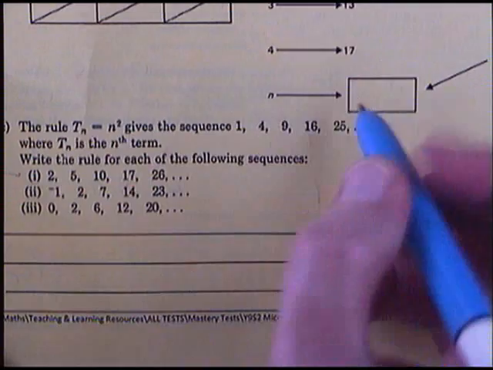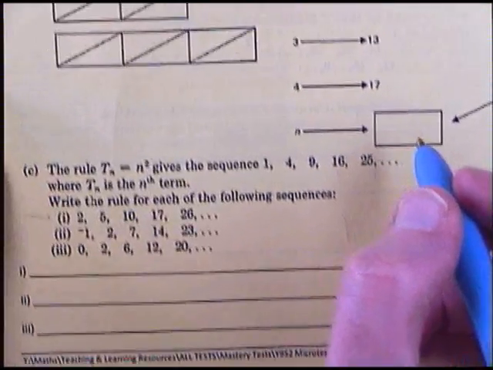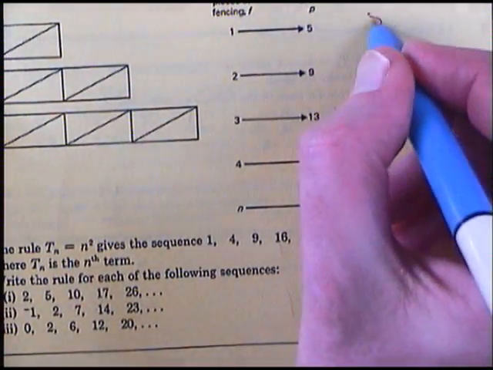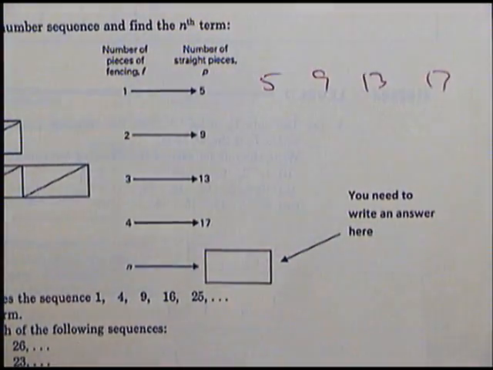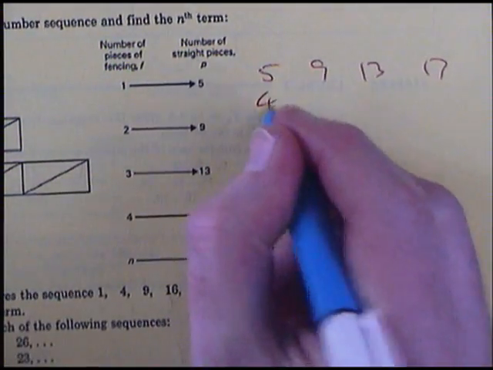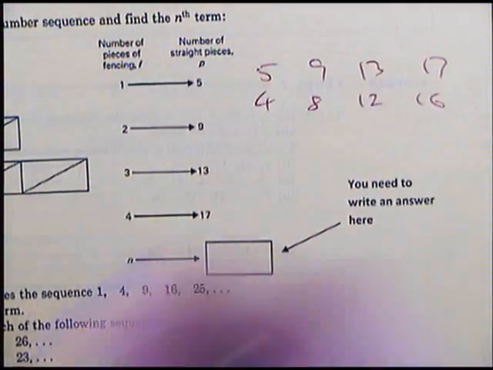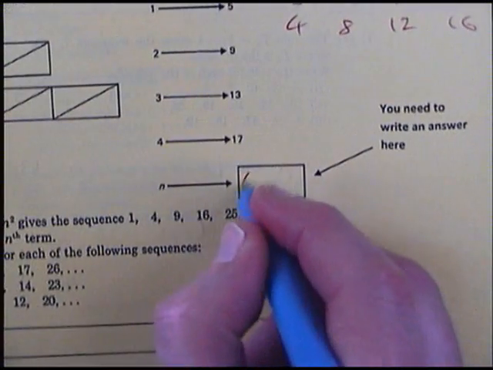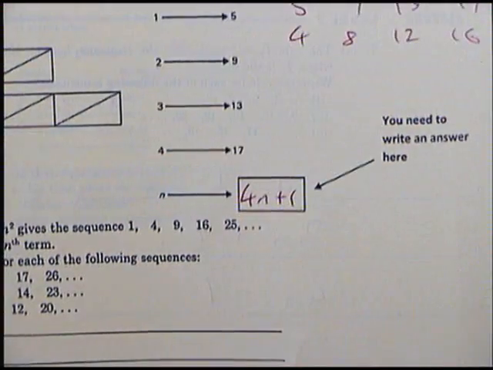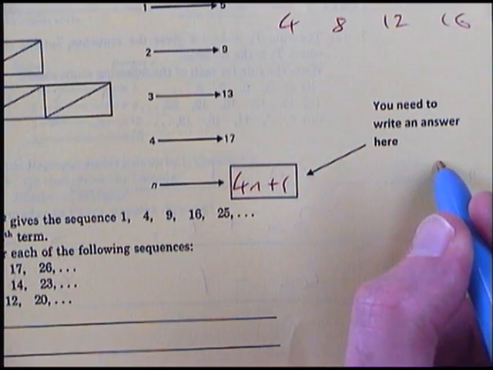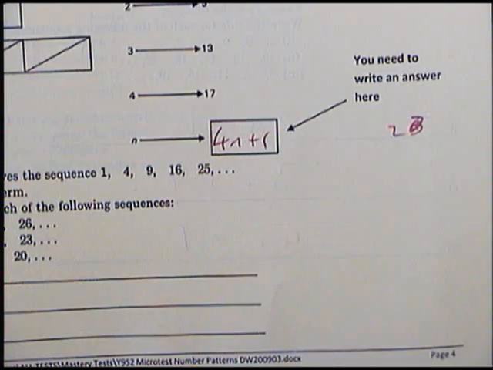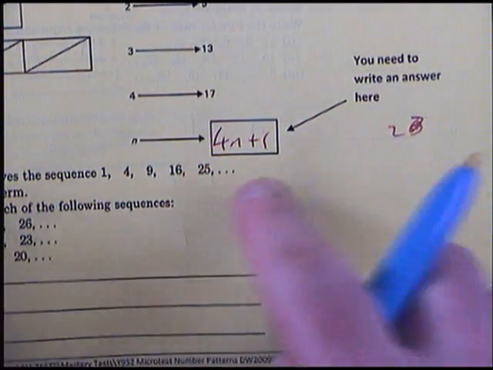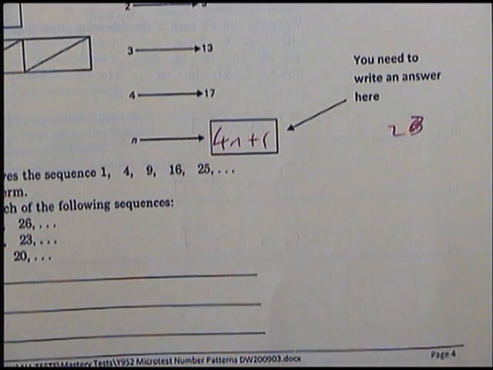First of all, down here, we need to do the same thing. We've got 5, 9, 13 and 17. They're going up in 4s. Write the 4 times table down, and then you're adding on 1. So the answer here is 4n, add 1. That is worth 2 marks. 1 for the first bit, 1 for the second bit. 4n, add 1. 1 mark for the 4n, 1 mark for the add 1.